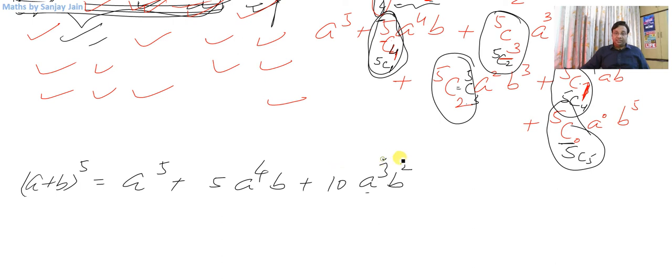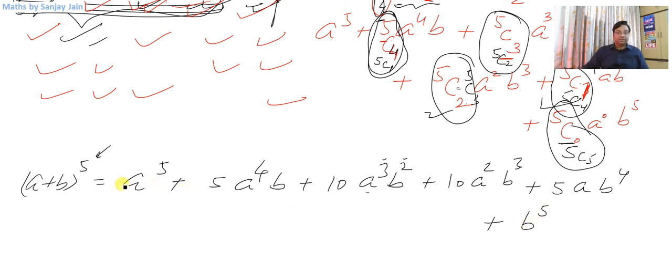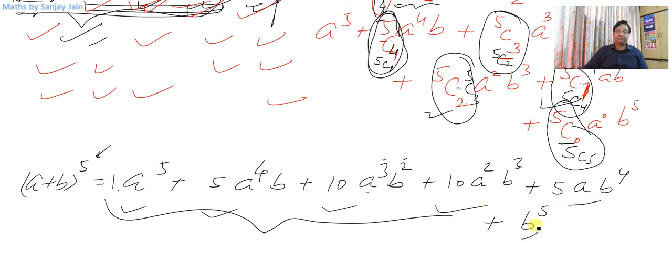So if you see, the sum of these exponents will always be equal to 5, because there are 5 brackets to be multiplied. If I select a from 3, the rest 2 will give b. So this is 10, and 5c2 is also 10, so 10 a squared b cubed, and then 5c4 is 5, and a b raised to power 4. 5c5 or 5c0 is 1, so 1 into b raised to power 5. So this is the formula that you've got, and these coefficients are 1, 5, 10, 10, 5, 1.